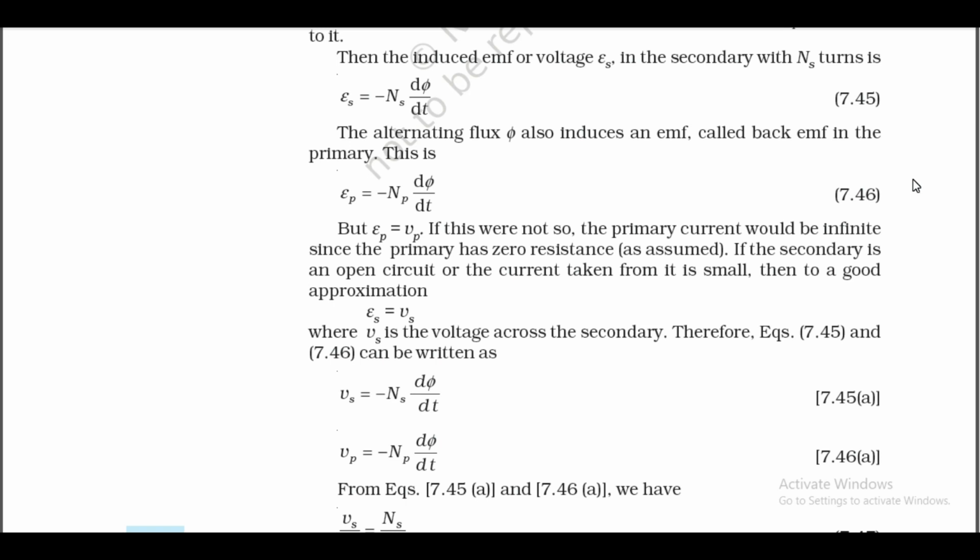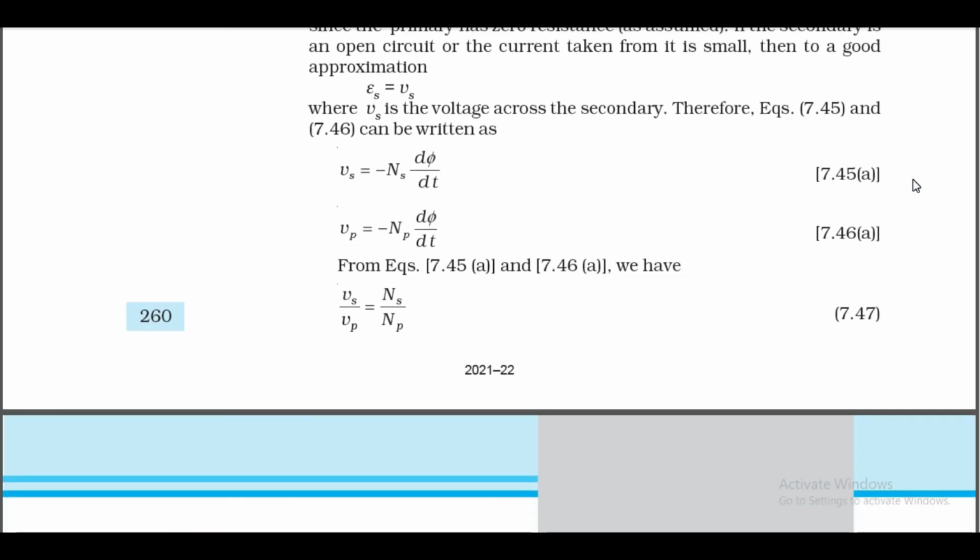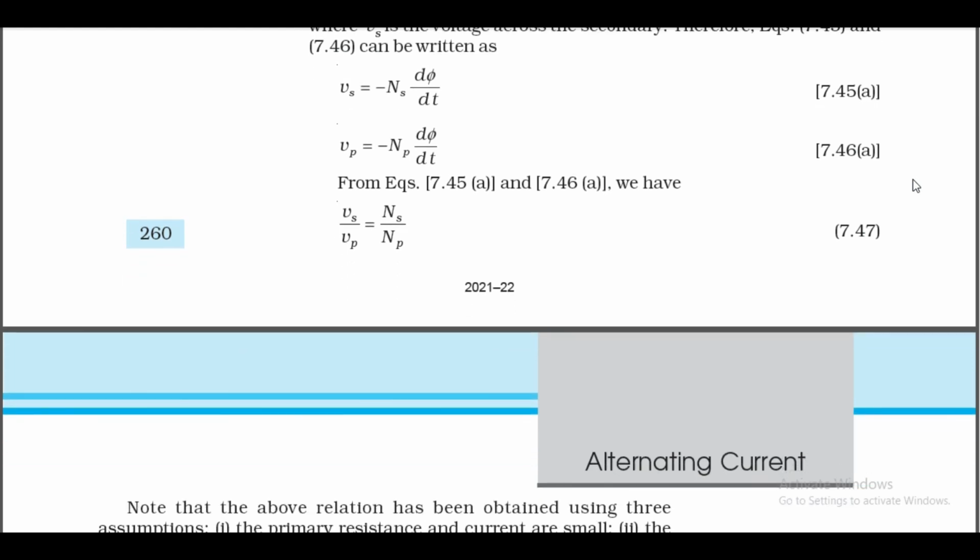If this were not so, the primary current would be infinite since the primary has zero resistance as assumed. If the secondary is an open circuit or the current taken from it is small, then to a good approximation, epsilon s is equal to Vs, where Vs is the voltage across the secondary. Therefore, equations 7.45 and 7.46 can be written as Vs is equal to minus Ns d phi naught divided by dt. Vp is equal to minus Np d phi naught divided by dt.